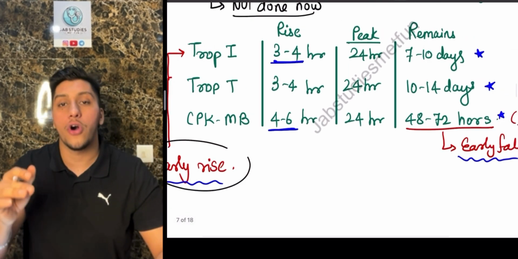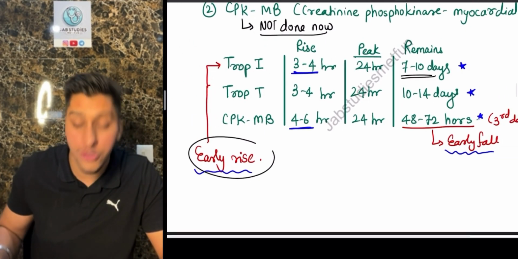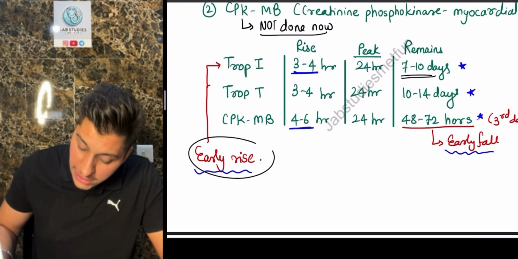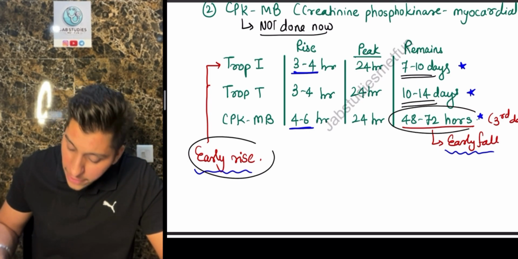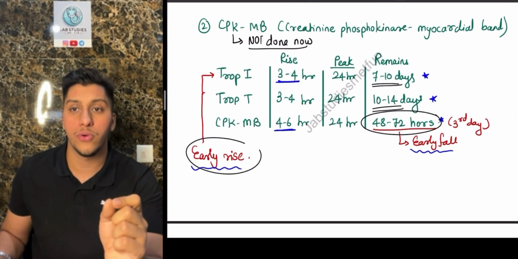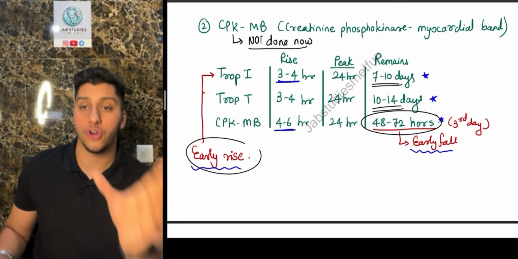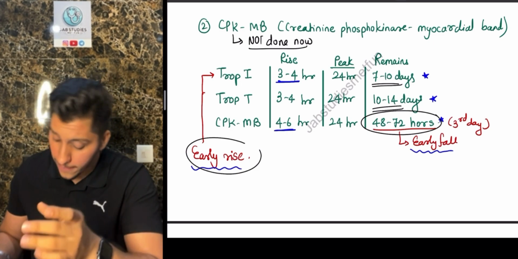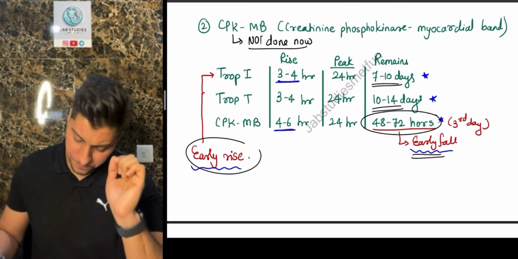The peak of all three is the same. If you notice one thing, TROP-I will last for 7 to 10 days. TROP-T will last for 10 to 14 days. But CPK-MB is going to have an early fall. Within 2 to 3 days, it is going to close. So why I kept this table is, you need to know amongst these three, a question comes: which one is early rising? That is going to be TROP-I. Which one is early fall? That is going to be CPK-MB. This is also a PYQ. Okay.